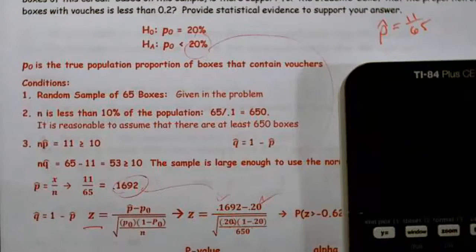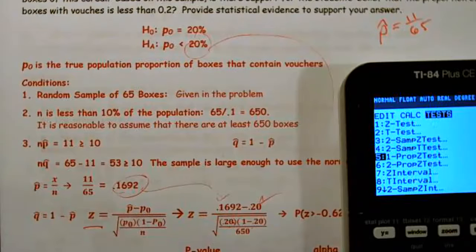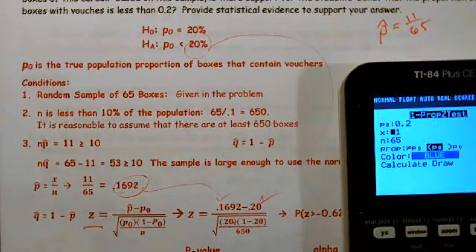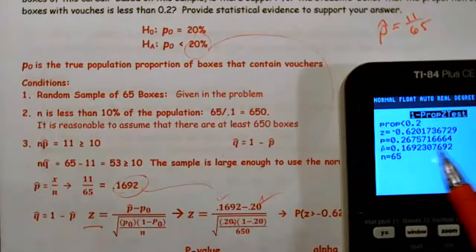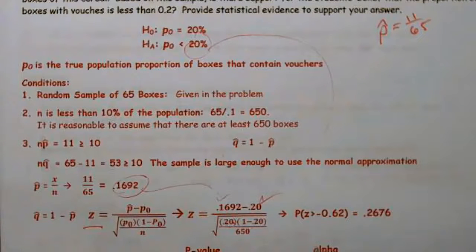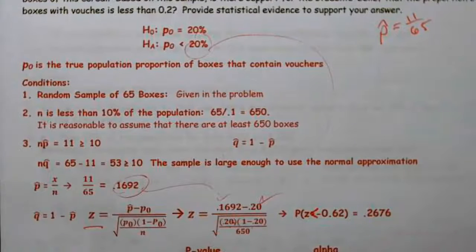So let's go ahead and run this test real quickly. It's stat tests, 1-proportion z-test. Our claim is 0.2. The number of boxes with vouchers is 11 out of a total of 65 boxes. We're going to be upset if it's less than. That was our alternative. And we calculate, and we end up getting a p-value of about 0.2676. So the probability that z is less than negative 0.62 is 0.2676.